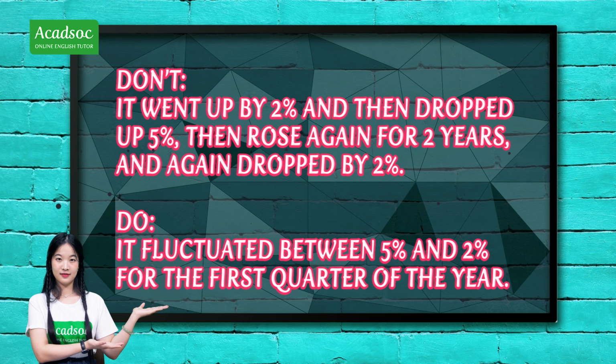Example: don't. It went up by 2% and then dropped up 5%, then rose again for 2 years and again dropped by 2%. Do. It fluctuated between 5% and 2% for the first quarter of the year.